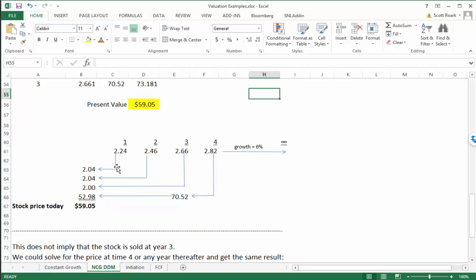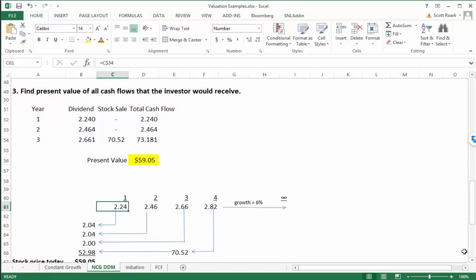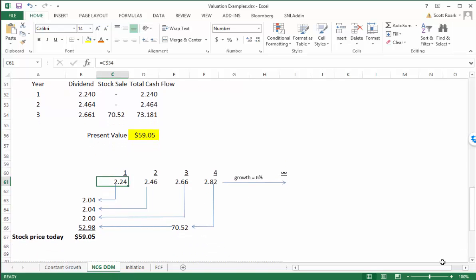I'm discounting each of the cash flows that I'm receiving. So in the first period, I'm receiving $2.24. Let's go up here. Yeah, that first dividend is $2.24. When I discount that back one period, it's worth $2.04. The second cash flow is a dividend of $2.46. When I discount that back, it's again worth $2.04 in today's money. The third dividend is $2.66. When I discount that back, it's worth $2.